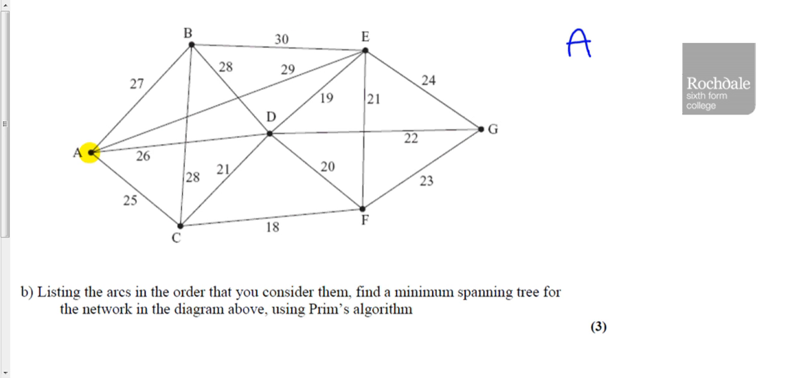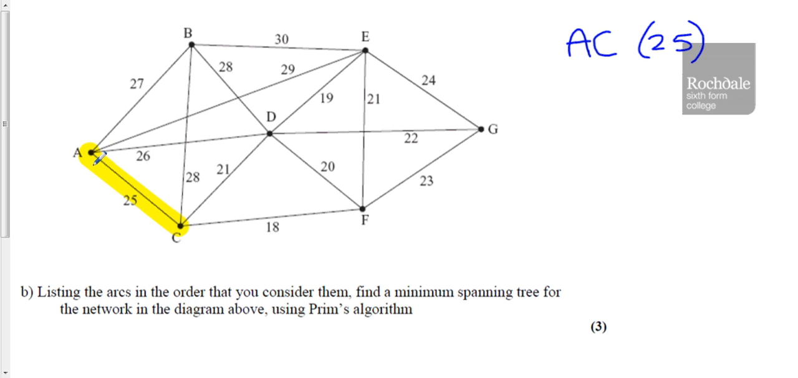Because I've chosen to start at A, there's 4 options for my first edge: AB, AE, AD, and AC. Those are the 4 edges that connect a new vertex to my current tree, and at the moment, my tree is just a single vertex. Out of 27, 29, 26, and 25, the lowest is, of course, 25. So my first edge is AC.